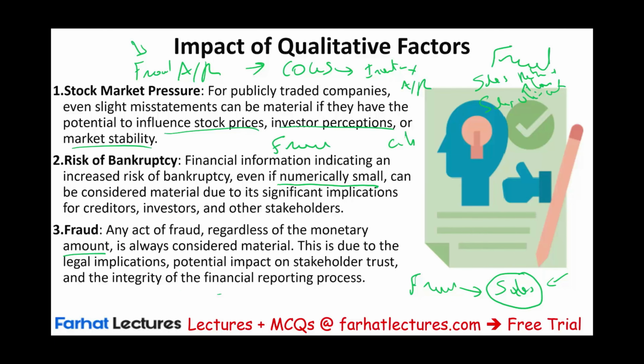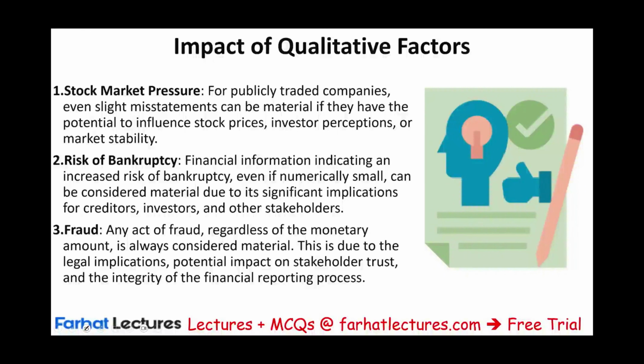So fraud, it doesn't matter how small it is, once it exists, you have a problem. The problem is material. This is due to the legal implication for one thing, potential impact on stakeholder trust, and the integrity of the financial reporting process. Once fraud exists, that's it. You should lose any trust in management. Now you should be on the lookout for more information. You should be on the lookout to find where else you can find fraud, because seldom is fraud limited to one area. That's not how it works. No one's going to cook the books in one place. That's not how it works.